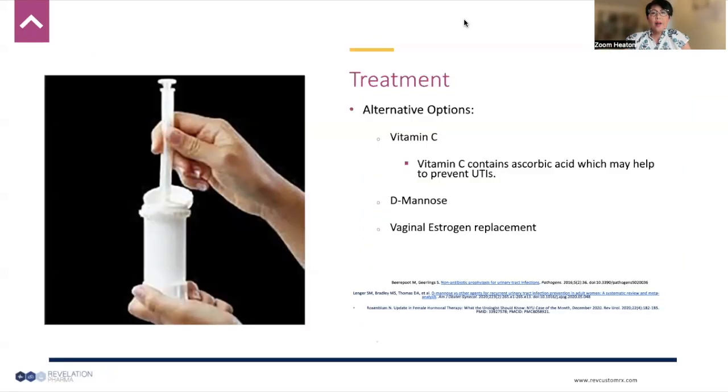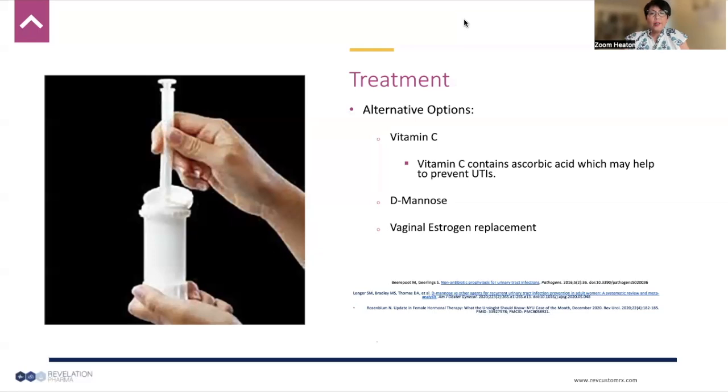So some alternative options, we have vitamin C. Vitamin C, of course, contains ascorbic acid, which can help to prevent UTIs. The idea is that vitamin C increases the acidity of urine, which staves off bacteria. D-mannose, it's a simple sugar that sticks to the bacteria E. coli to prevent UTIs, and a review published in 2020 found that D-mannose may prevent bacteria from clinging to the bladder and causing infection. And of course, more research is needed to determine the optimal doses and side effects.